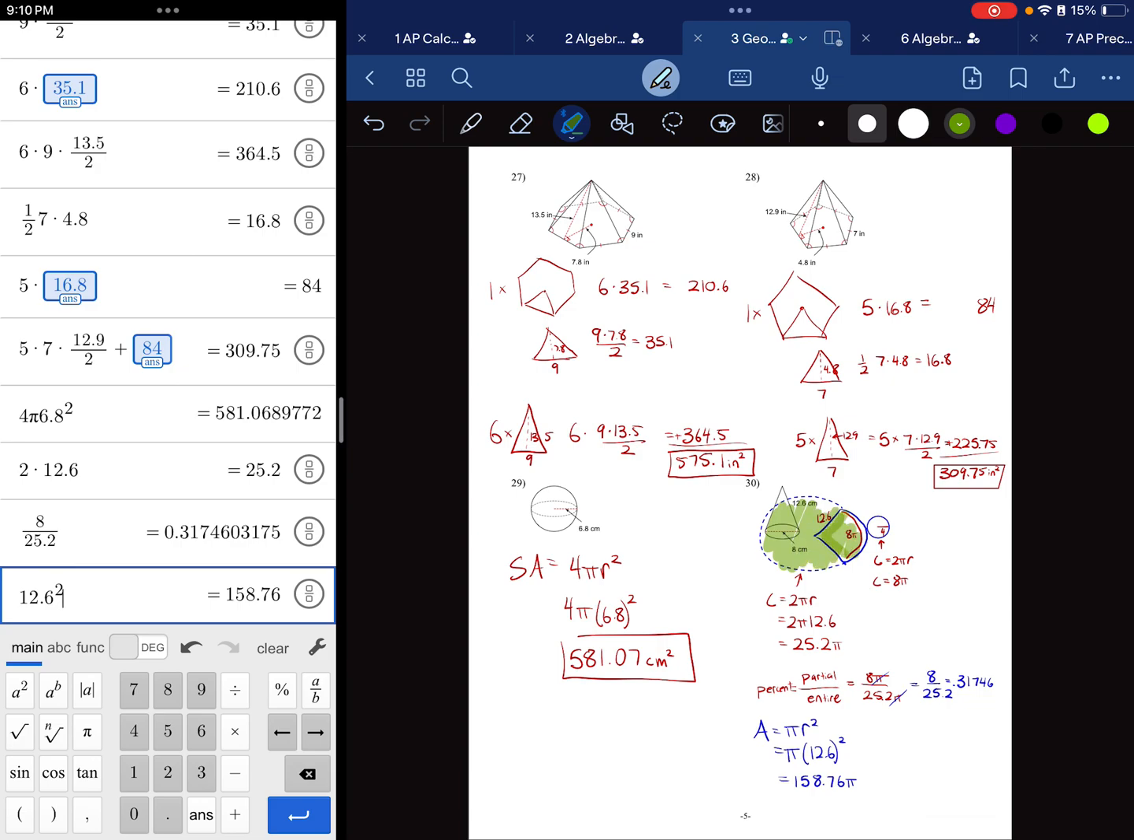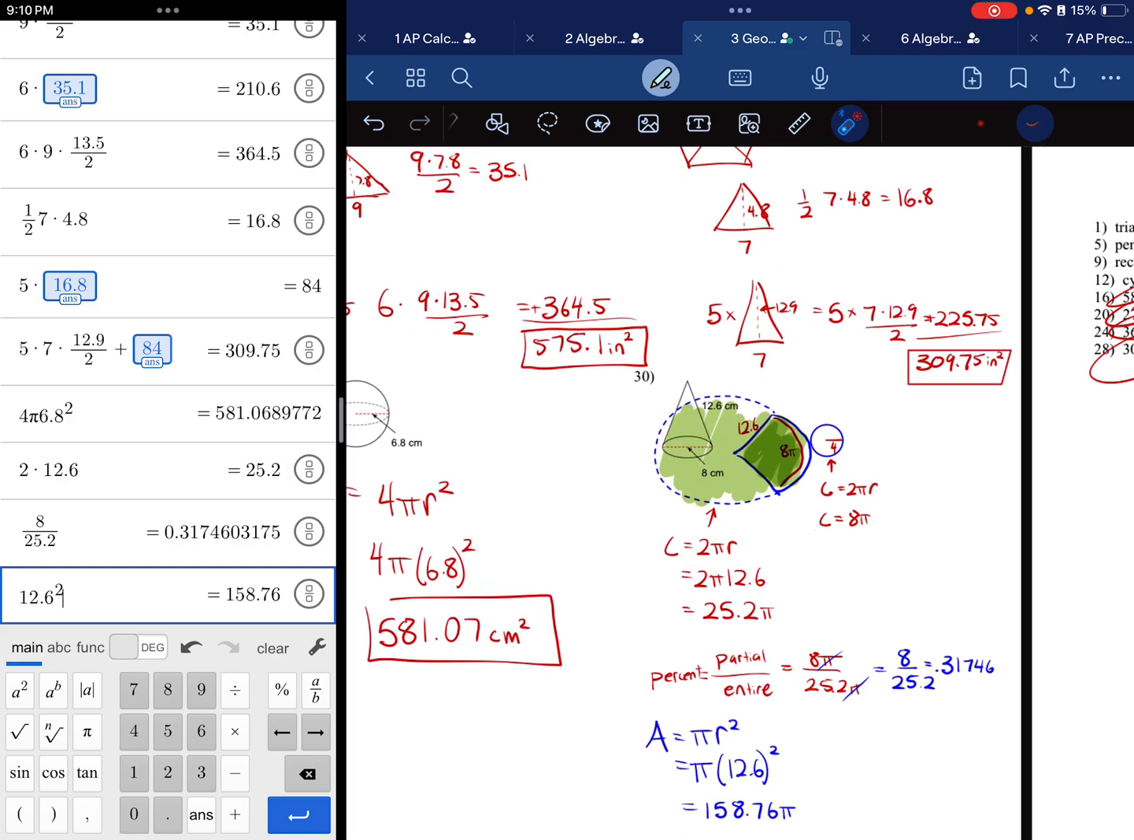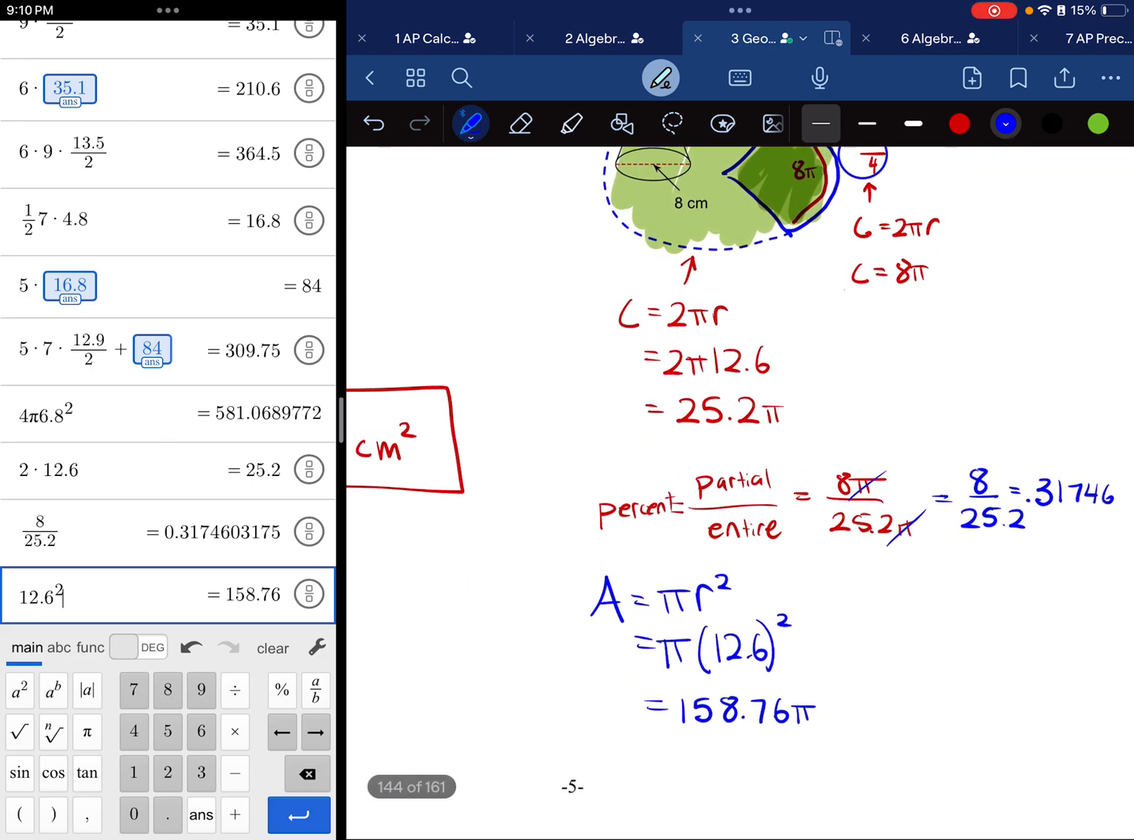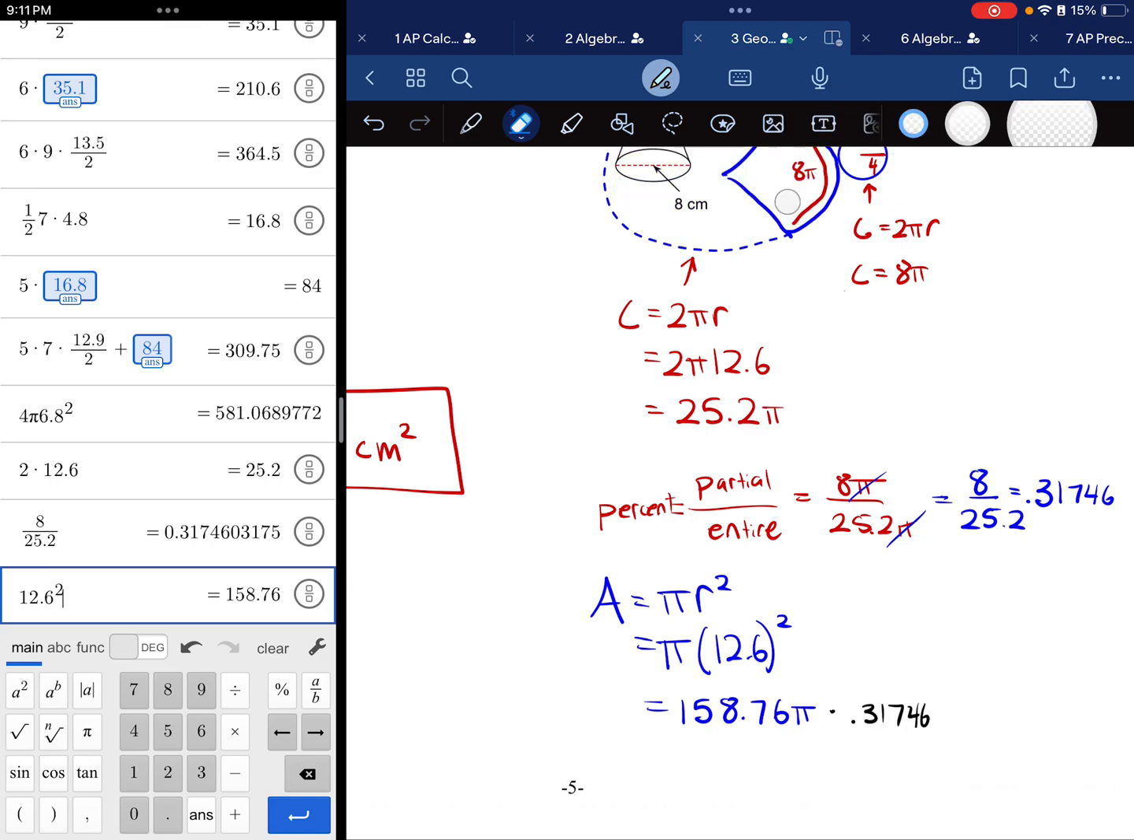No, I just want this piece of the circle. Just that piece, which means I need to talk about the percent. I know the percent of the circle that I'm using. I'm using that percent of that entire area. So here's where I go. I'm going to come down here and say, now I need to multiply it by the percent. So if I multiply it by the 0.31746, I'll figure out the area of that little piece over here, which I'm going to erase some stuff so I can actually see what's going on.